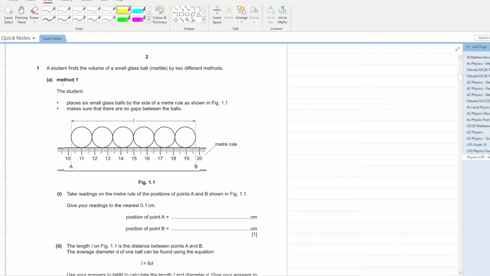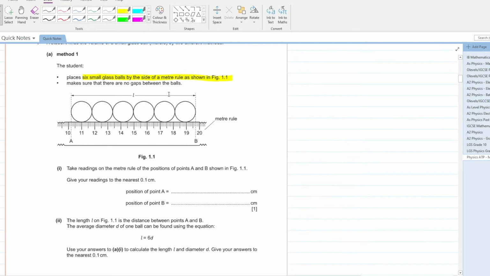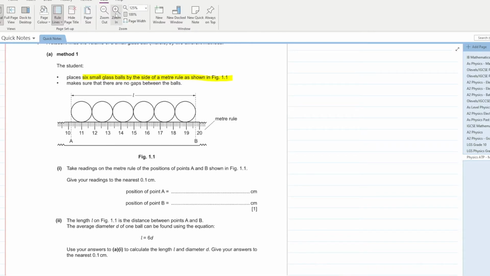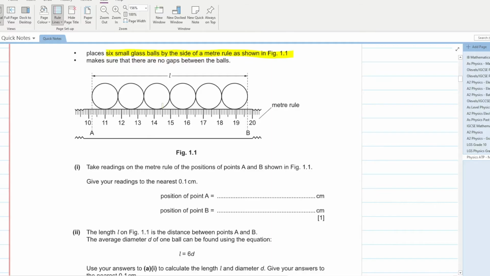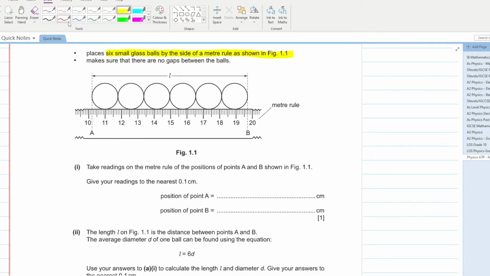Let's see method 1. The student places 6 small balls by the side of a meter rule as shown in figure 1.1. Make sure that there are no gaps between the balls. We can see this diagram, figure 1.1. The student has placed 6 balls side by side and there are no gaps in between them.